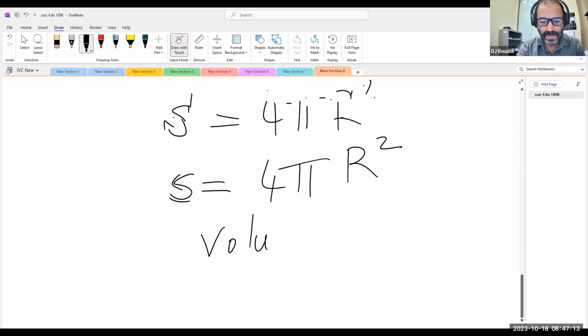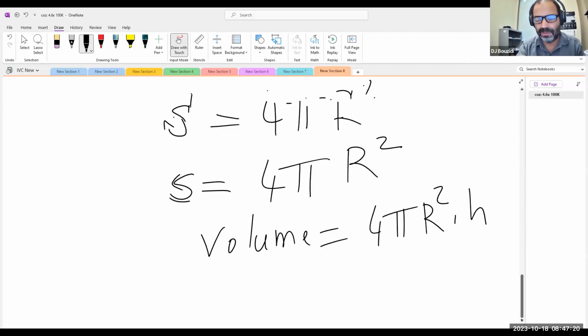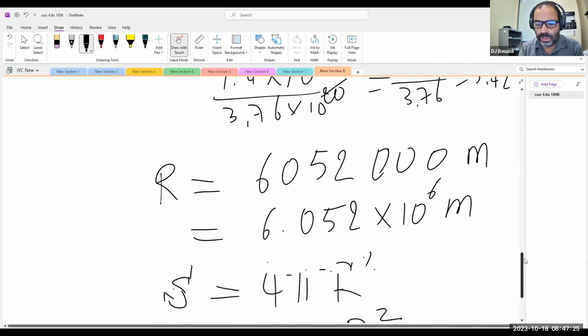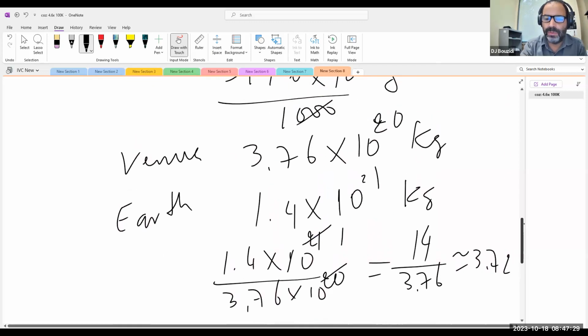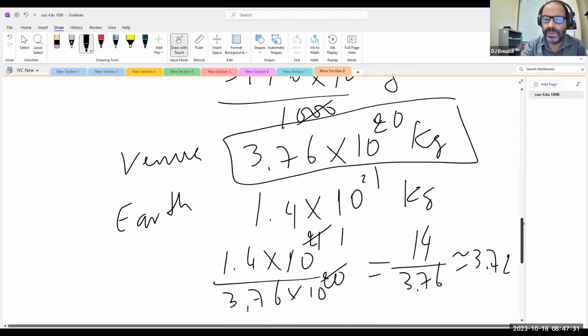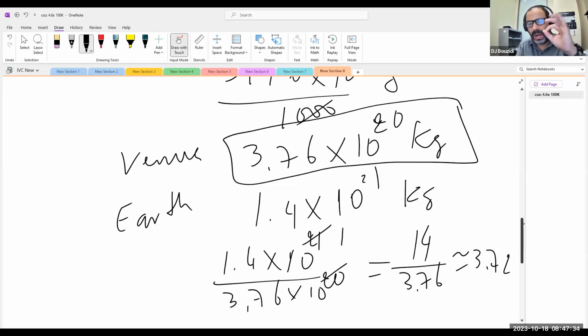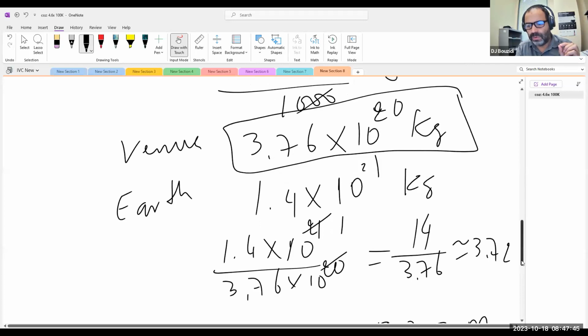If I multiply it by the height, I'll find the volume. So the volume is equal to 4 pi times r squared times the height. This is the volume. But I know how much water we're getting here. It's actually this much water from the previous problem. This is the amount of water that we're going to end up with on Venus. Now, each 1,000 kilograms of that, according to the problem, is 1 cubic meter. That's the density of water. So that means I have to divide this by 1,000 to find the actual volume of water.